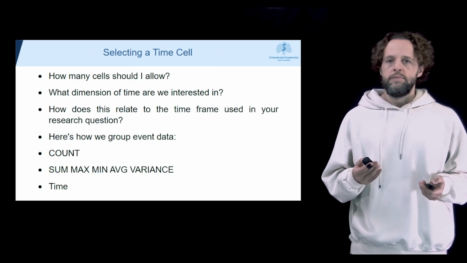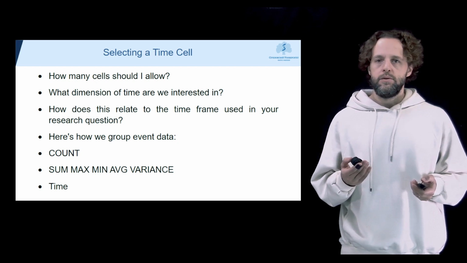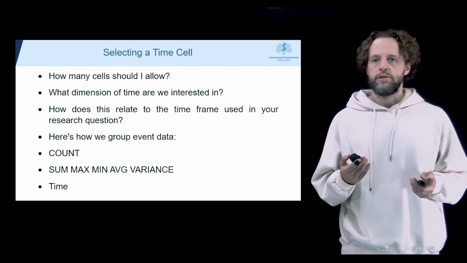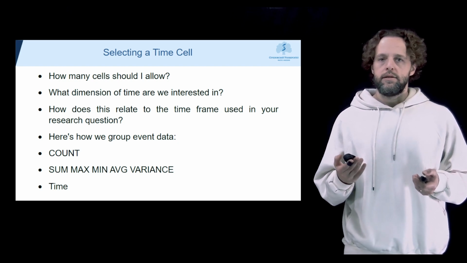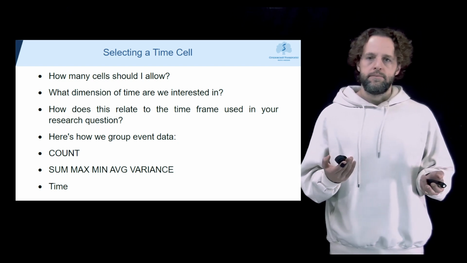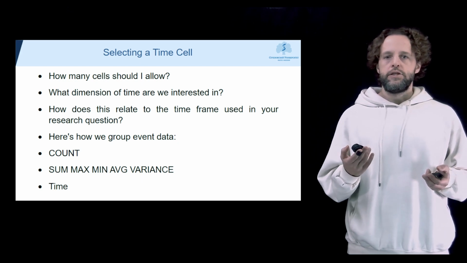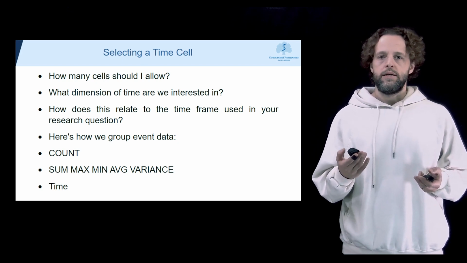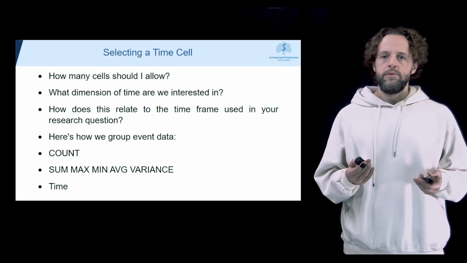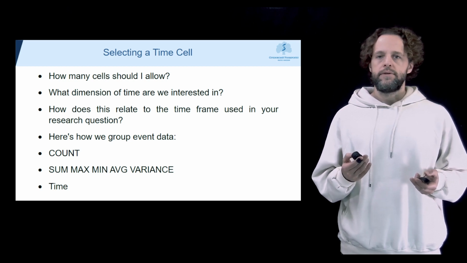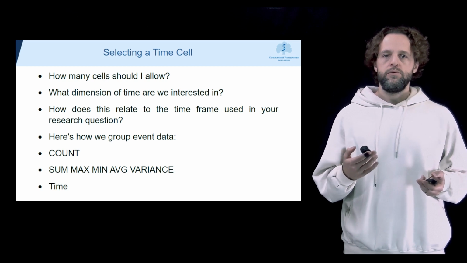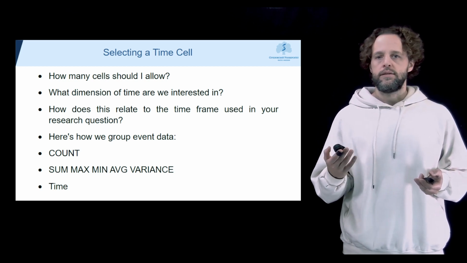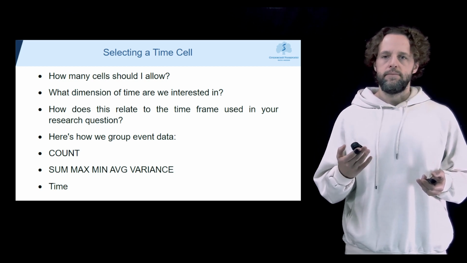To choose the dimensions of the time cell, we need to answer a few questions. How many cells do we need to analyze? What is the dimension of time we're interested in? How does this relate to the time frame used in our research question? How do we aggregate or group the data in each cell?